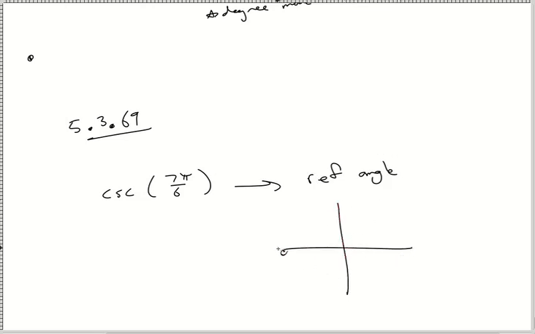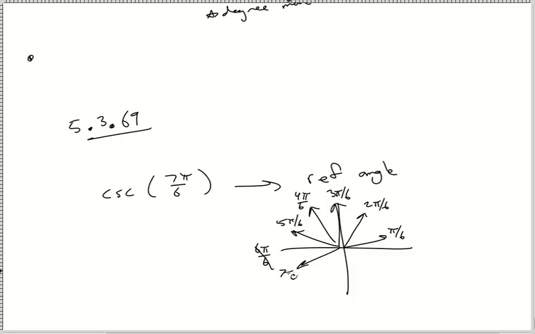7 pi over 6. Well, pi over 6 is just a little guy right here. That's 1 pi over 6. This is 2 pi over 6. This is 3 pi over 6. 4 pi over 6. If you reduce them down, you'll see that's a pi over half. 5 pi over 6. 6 pi over 6. What is 6 pi over 6? Reduce it down. What do you get? Pi, right? That's easy. 180. Finally, 7 pi over 6.